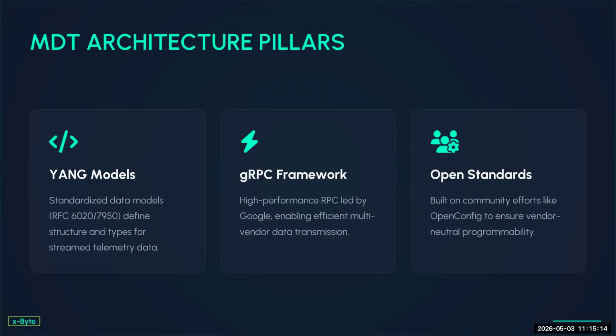And then we have gRPC. This is a high performance RPC, developed by Google. It is supported by multiple vendors, because currently the network is a multi-vendor network and everybody wants to be vendor agnostic. So we have all the vendors with us, including SONiC's open standard. This is the protocol which supports all these vendors, including open standard.